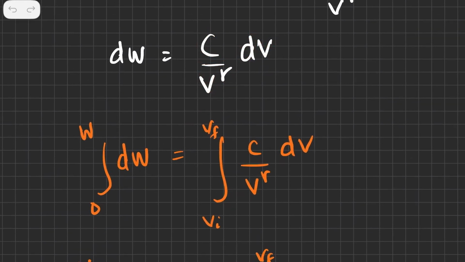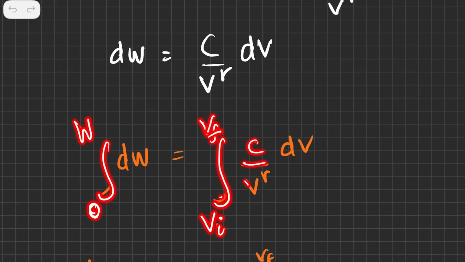So now let's start to integrate, because we have only two variables here, dW and volume. So integration on both sides, limit goes from 0 work done to the full work done W, and volume limit goes from initial volume Vi to final volume Vf. C upon V raised to gamma as it is, dV as it is.